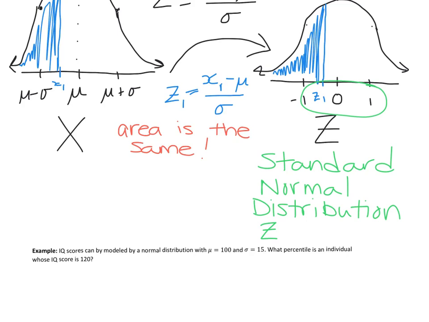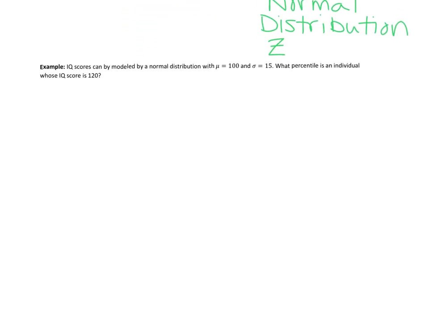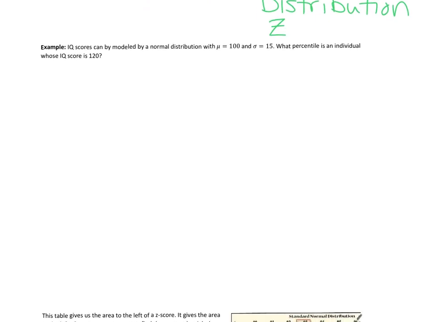Now that we understand that we can take any normal distribution, use the z-score, and then just look at our standard normal curve to get areas, let's look at an actual example. IQ scores can be modeled by a normal distribution with mu 100 and standard deviation sigma 15. What percentile is an individual whose score is 120?